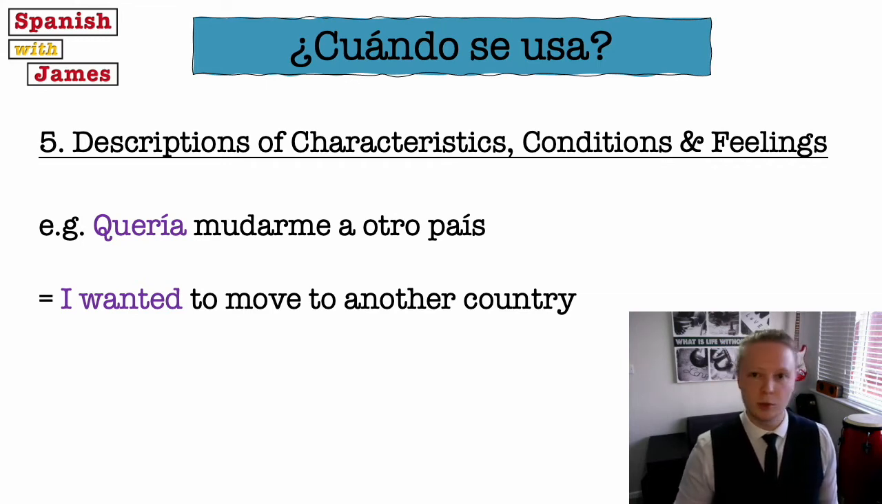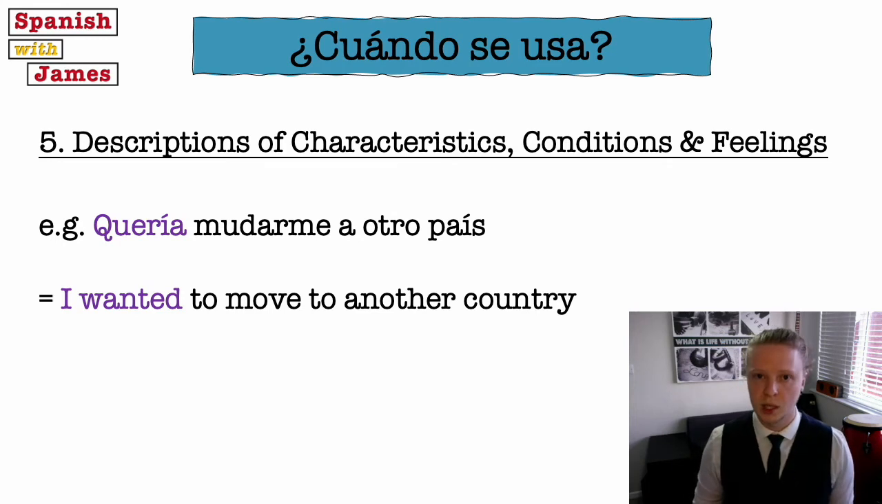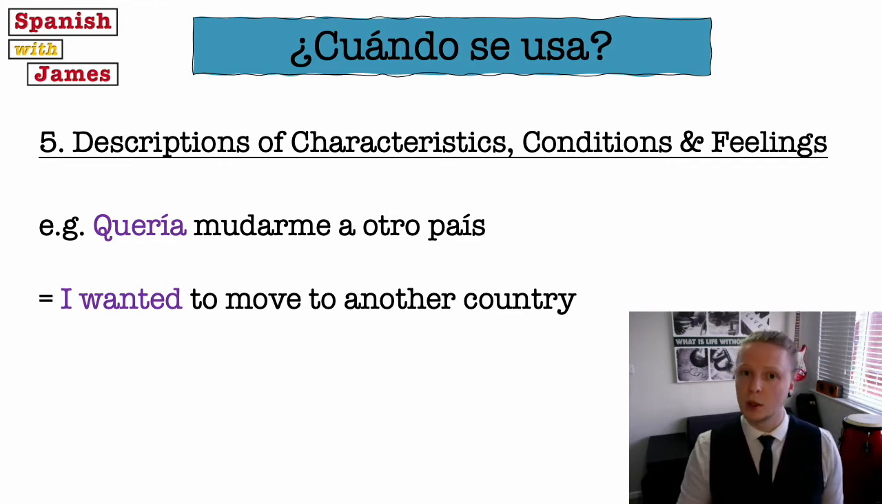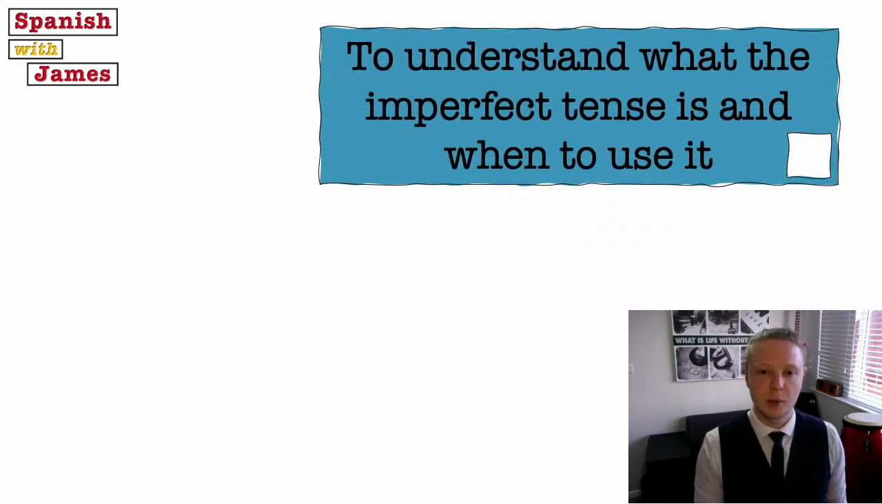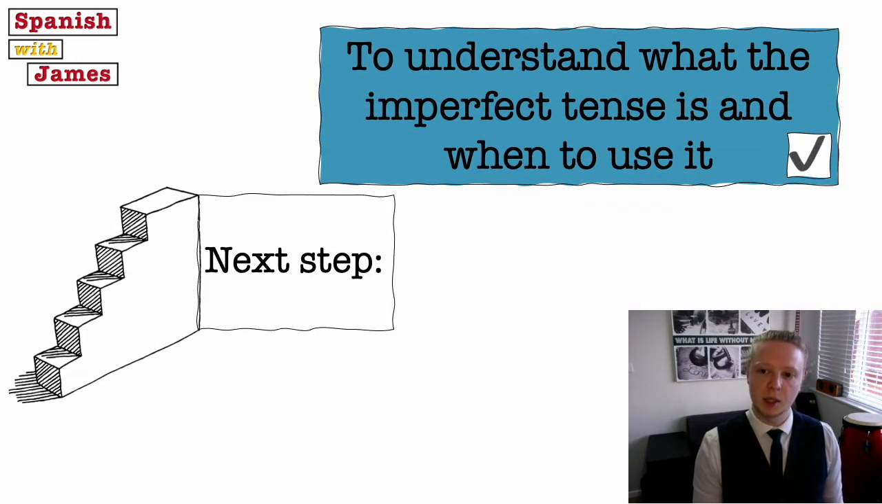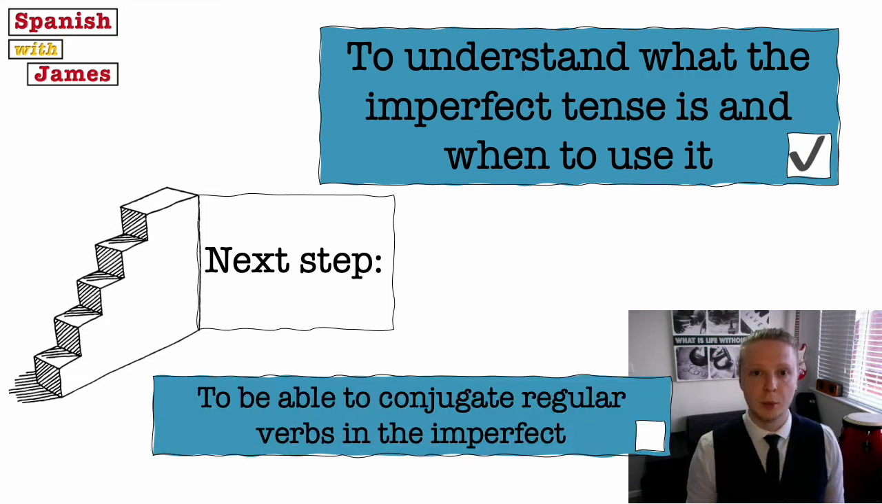Okay, so sometimes you've got the option of the preterite or the imperfect, but the duration of that verb and what it reflects, the action or the feeling, that's the key to decide which tense to use. So we should now be able to understand what the imperfect tense is and when to use it. And our next step is going to be to take a look at those verb endings.